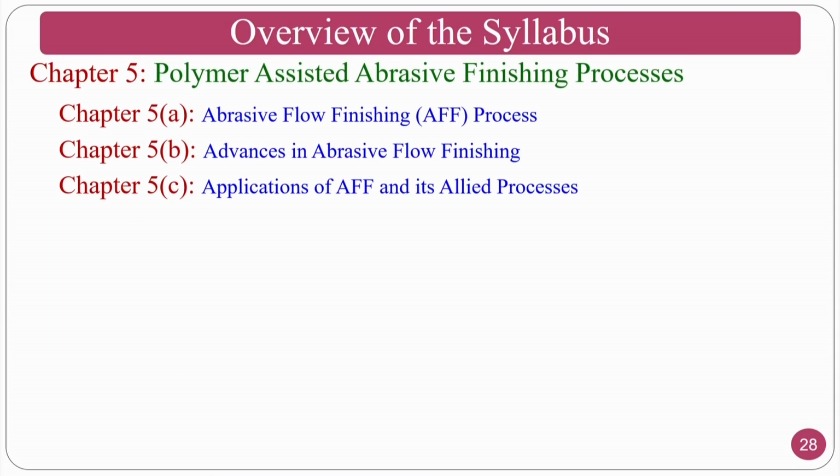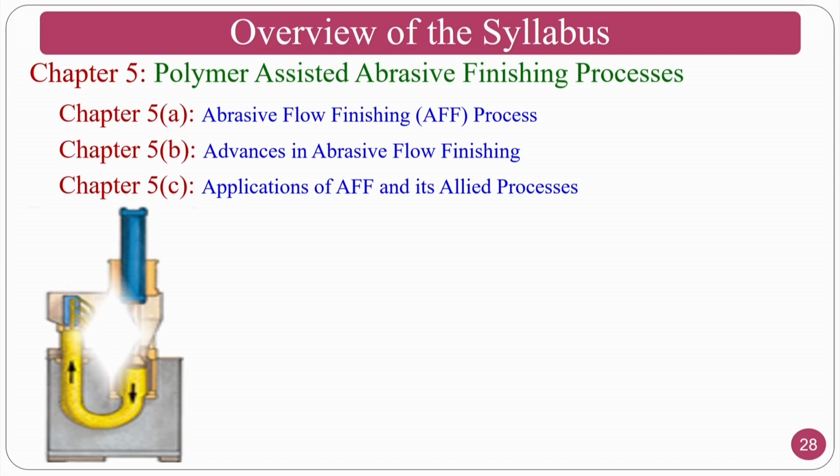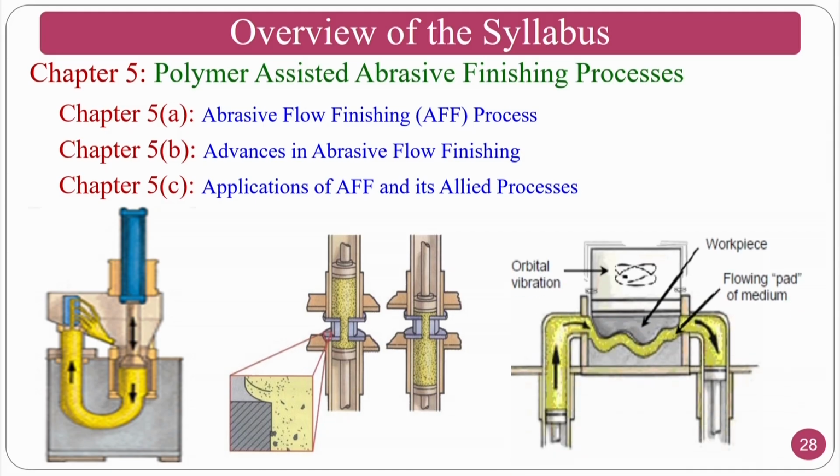Then comes chapter 5, where you are going to study polymer assisted abrasive finishing processes, which are good for complex surface finishing. There are 3 varieties: one-way abrasive process, two-way abrasive process, and orbital. In this chapter, you study the machining as such, the machine structure, medium, tooling, and other things. In the one-way process, the medium is most important.